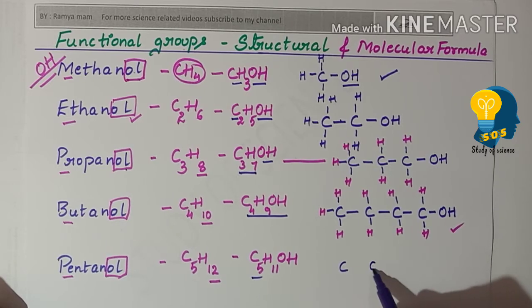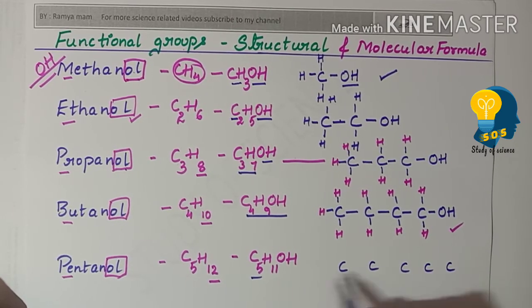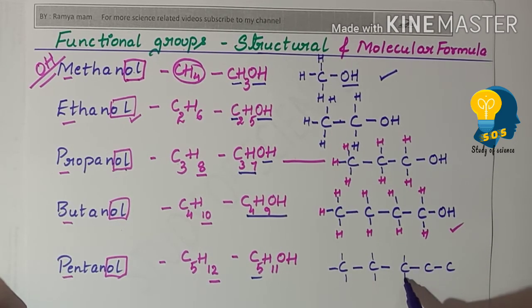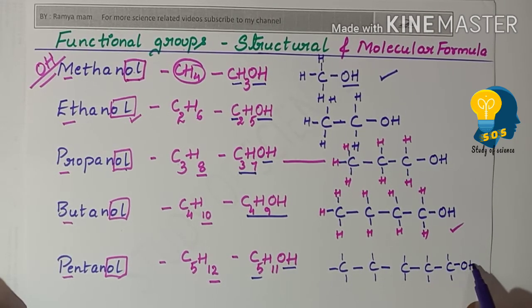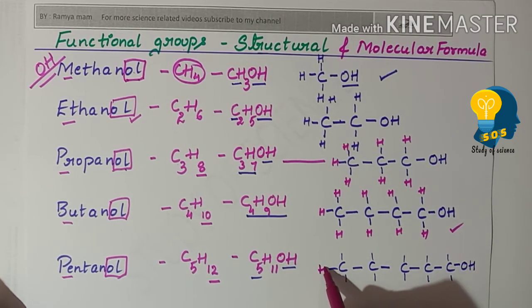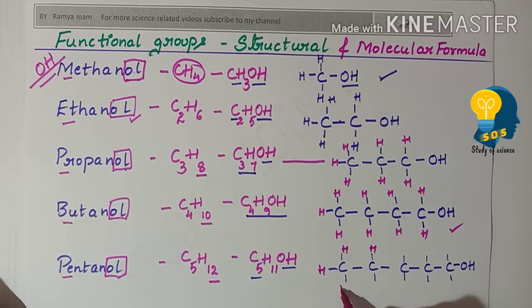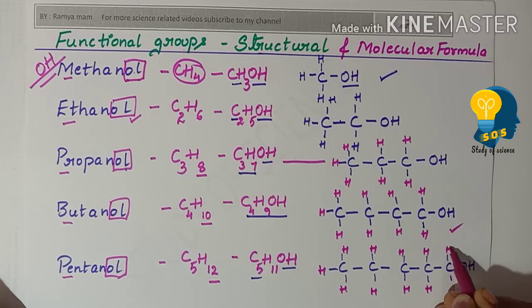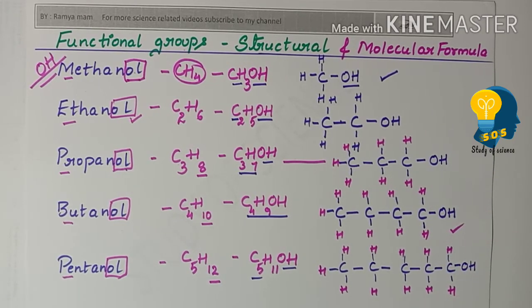C5 means 1, 2, 3, 4, 5, and H11. Before writing the hydrogen, let us write the single bond between the carbon and carbon atoms. Now hydrogen: 1, 2, 3, 4, 5, 6, 7, 8, 9, 10, 11. And finally OH is the functional group which has to be attached. The remaining places in the longest carbon chain have to be filled by the hydrogen. Very easy. Okay, this is how we write the structural formula for pentanol.